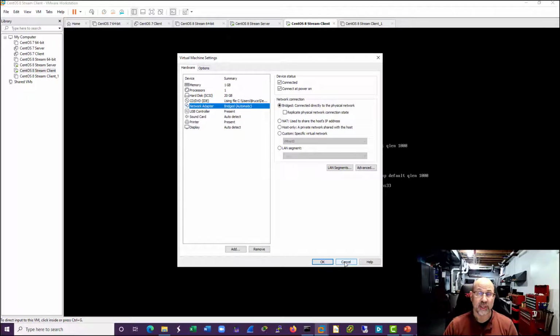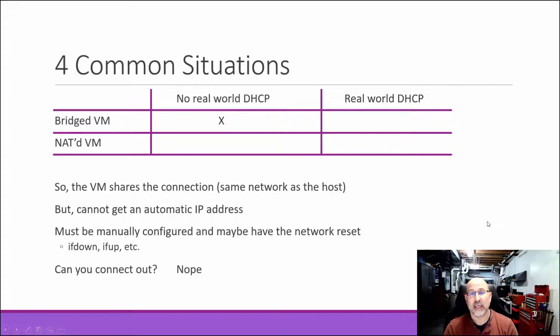And now the only question is, is there a DHCP server out there in the real world? All right, so our first case is that we've got no real-world DHCP, and then we've got a bridged VM. The VM shares the same connection as the host, but the VM cannot get an automatic IP address. And it turns out that the host will also not be able to get an automatic IP address. So the host machine and the VM are sort of stuck, right? There's no way to get them automatic IP addresses from a DHCP server. So you've got to manually configure these, and you might even have to reset the network.